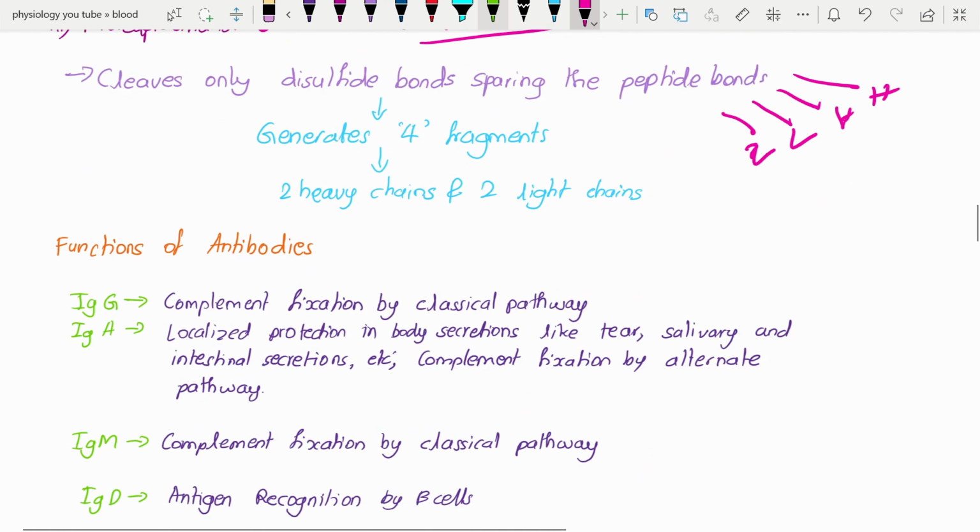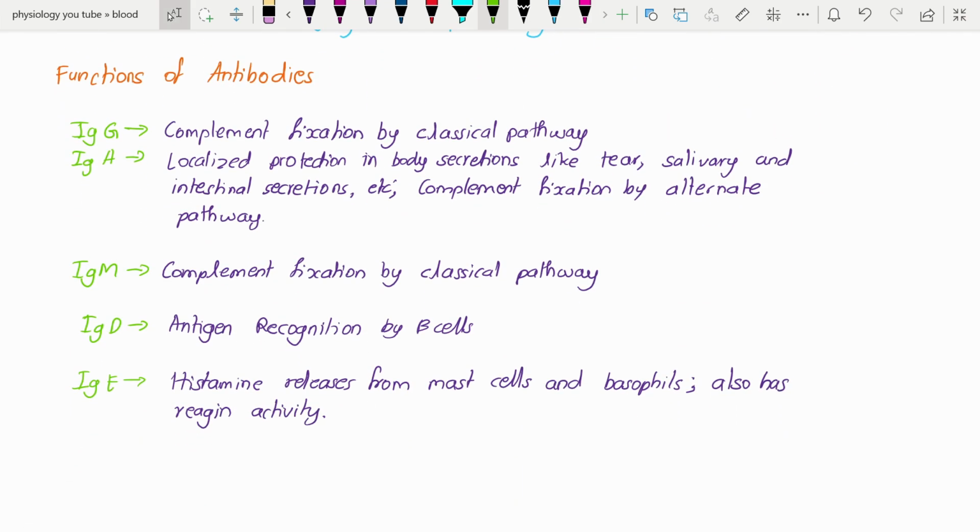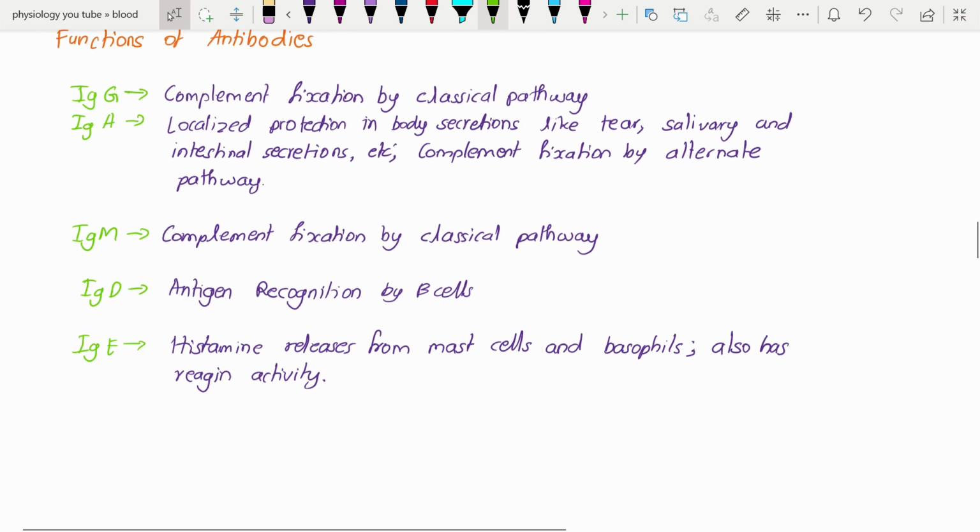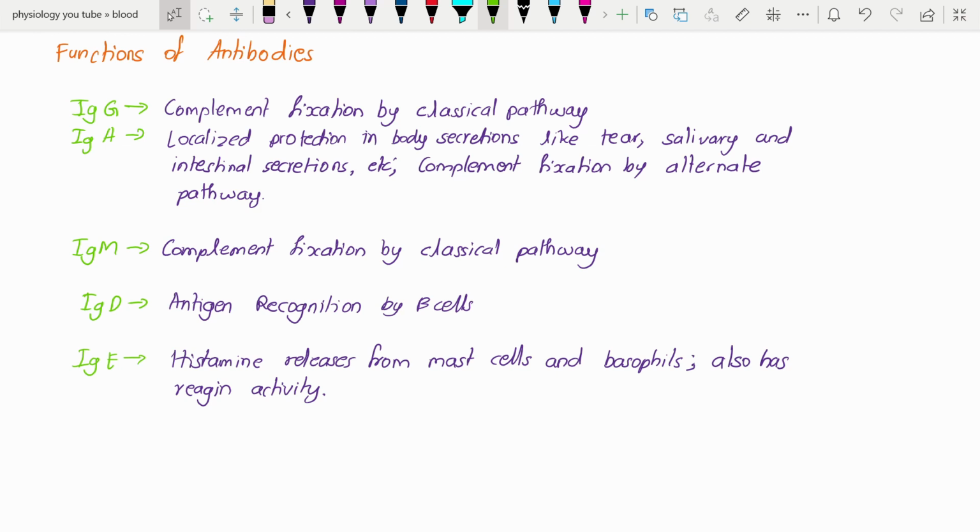Okay. Then what are the functions of the antibodies? These are just one line each. You can paste it anywhere, on a wall or mirror, anywhere you want. Just write these down. These are directly from the GK. Okay, functions of the antibodies. The first one, IgG: complement fixation by the classical pathway. You may not know what complement is. I am going to make a video on that later.